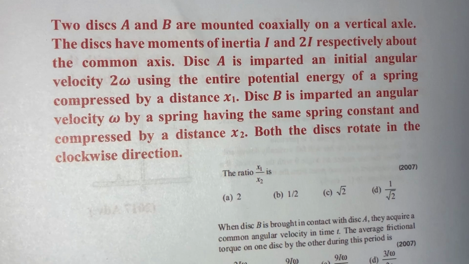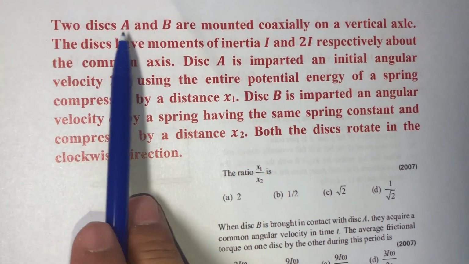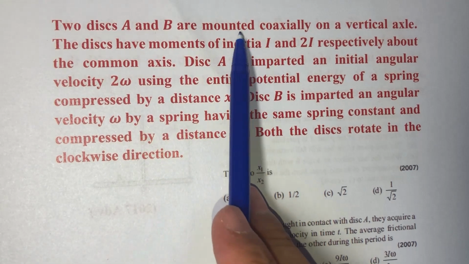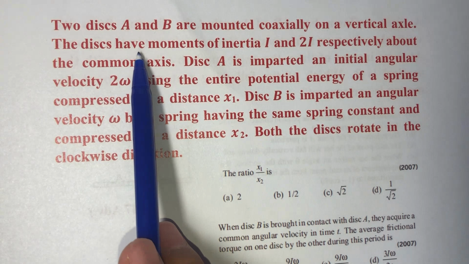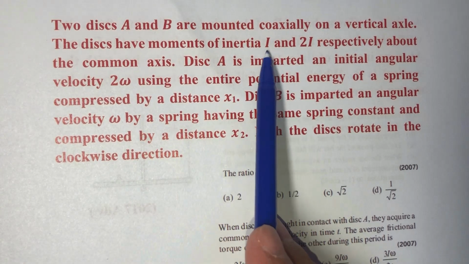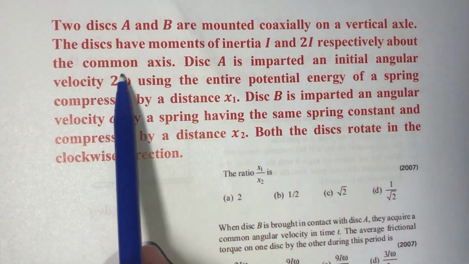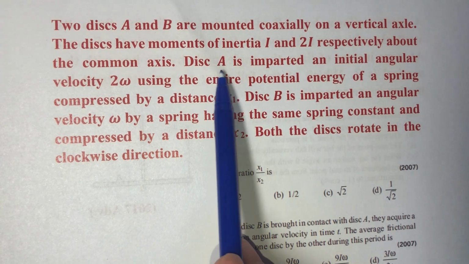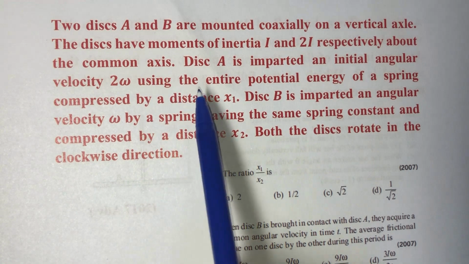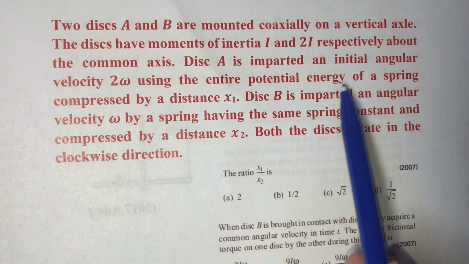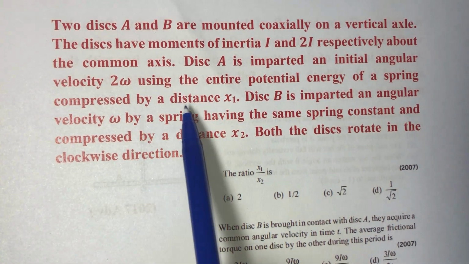Hello friends, in today's question, two disks A and B are mounted coaxially on a vertical axle. The disks have moments of inertia I and 2I respectively about the common axis. Disk A is imparted an initial angular velocity 2 omega using the entire potential energy of the spring compressed by a distance x1.